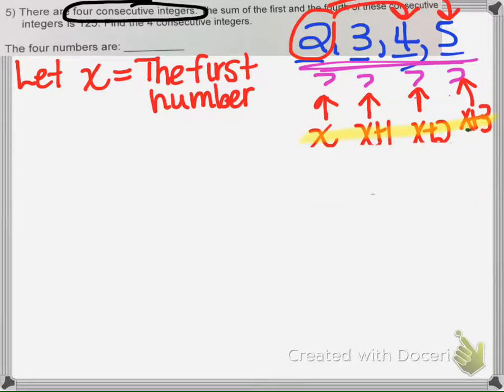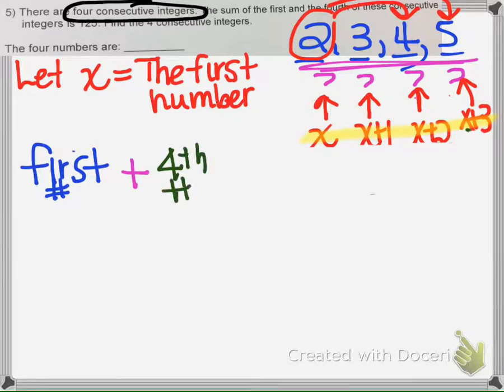Okay, so let's go back to the problem here. It says the sum, and sum means add. It says the sum of the first, so if we take the first number and sum, so add, it to the fourth number, it says that those 2 numbers, the first and the fourth one, equal 125. So let's go ahead and plug that in.